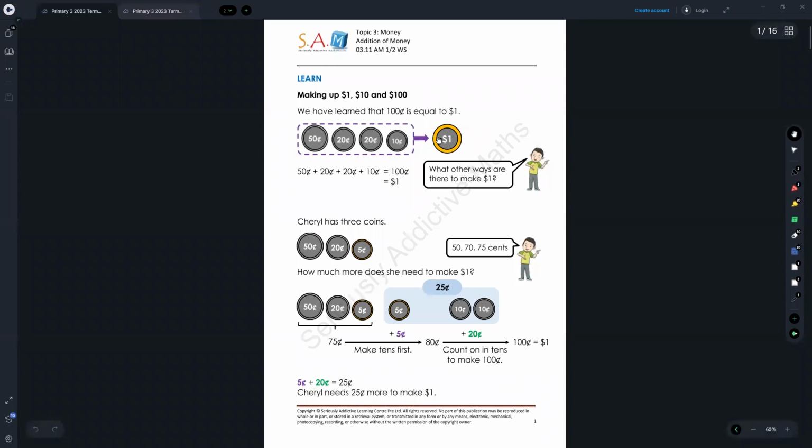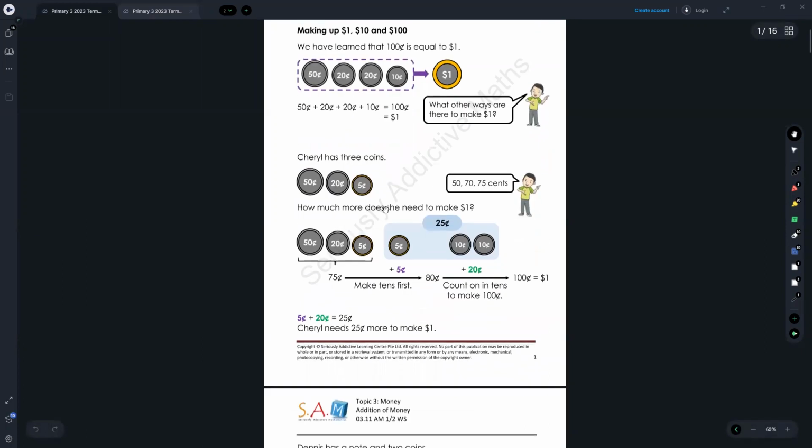So the idea of book 1, to teach them how to count money, is by first making up to $1. Sometimes you may have to make up to 10 cents first, and then $10 and $100. If you look at the example here, this is just a recap that they understand 100 cents equals $1. They learned this in P2. So the first question: Cheryl has 3 coins, 50 cents, 20 cents, 5 cents. How much does she need to make $1?